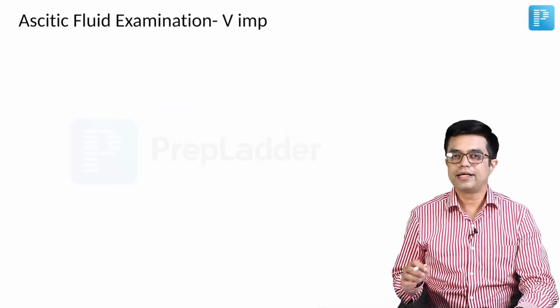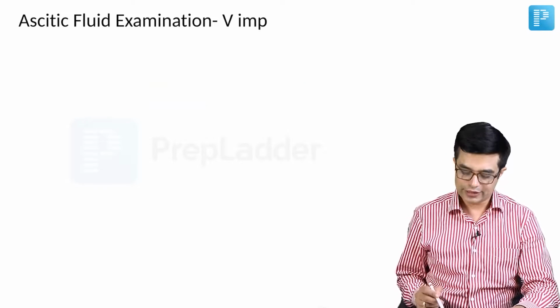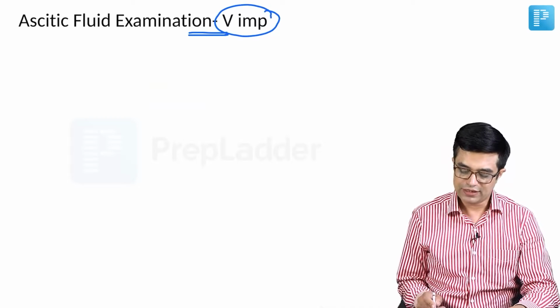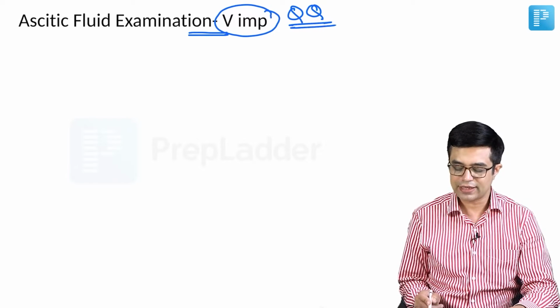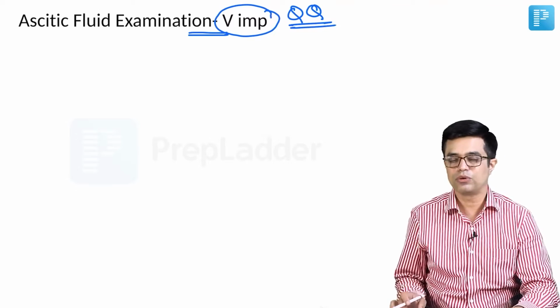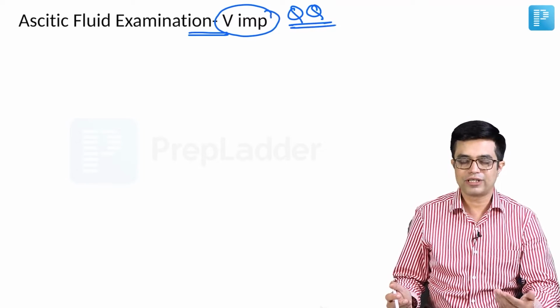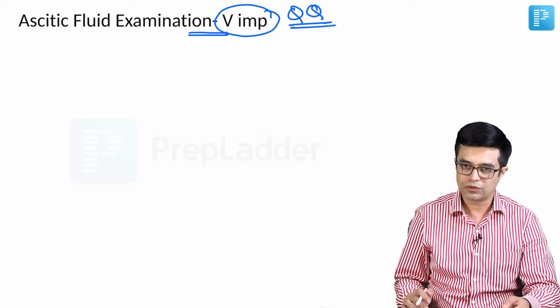Next is ascitic fluid examination. Ascitic fluid examination findings are very important for your super specialty exam. Please remember these. They can be asked as a standalone question. They have already been asked if you look at older papers. So what do you find when you check for ascites in abdominal tuberculosis?